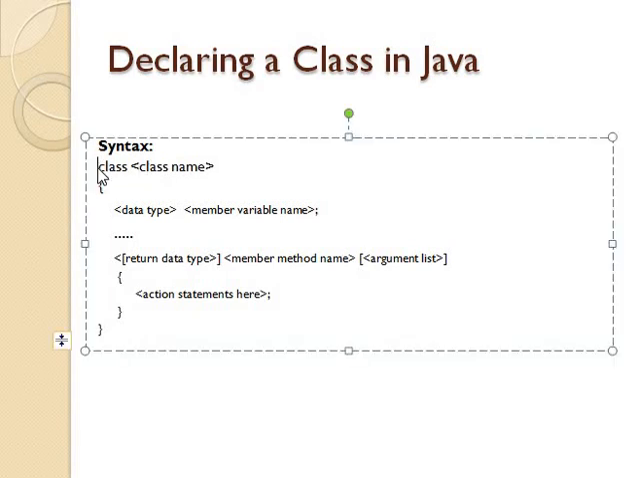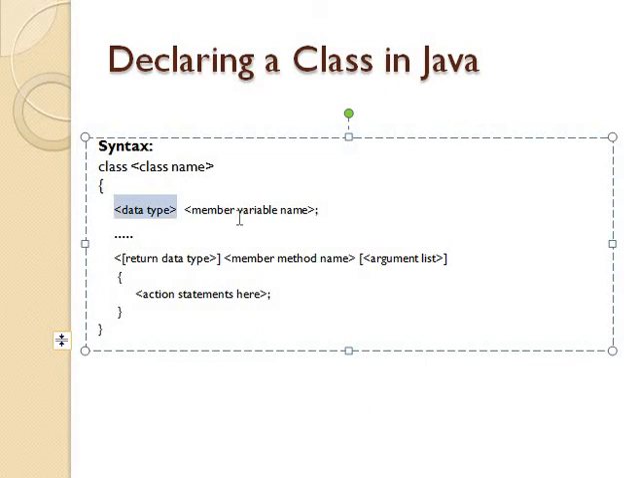Now once you declare the class, the next thing is to give a body for the class. It starts with an opening curly bracket and ends with a closing curly bracket. Then inside the body of this class we have two sections. The first section lists the set of member variable names or the data members. These data members should be preceded by a data type.